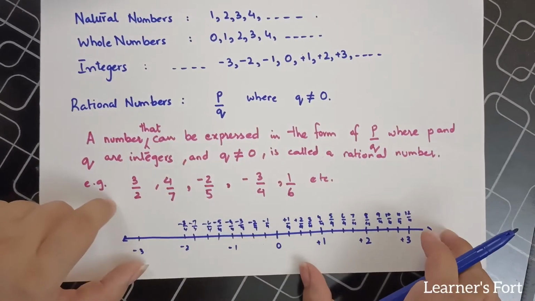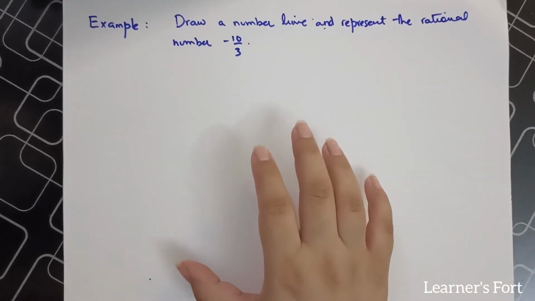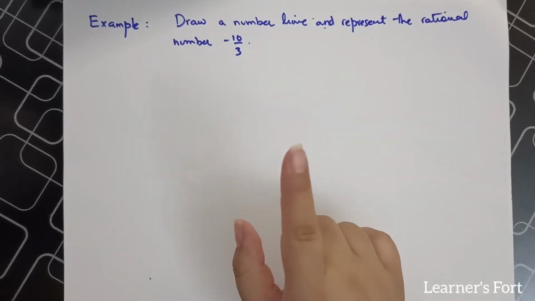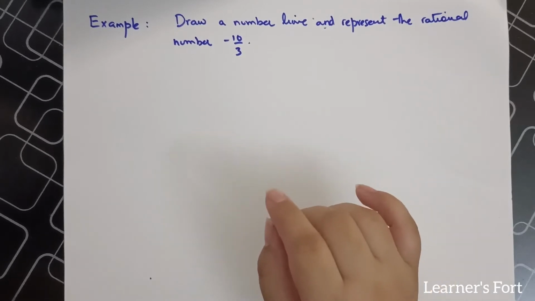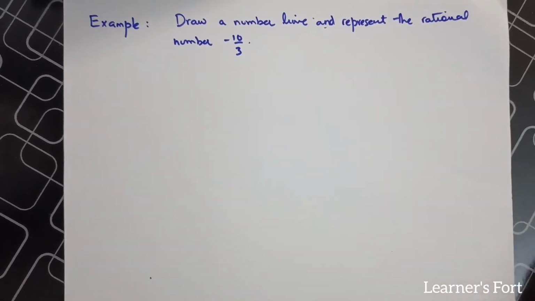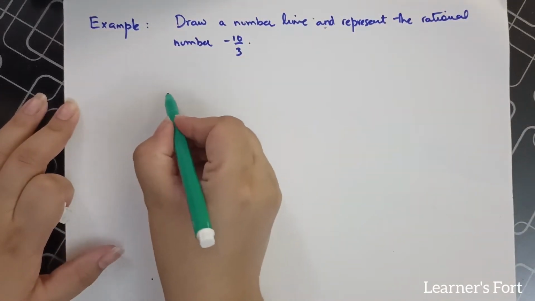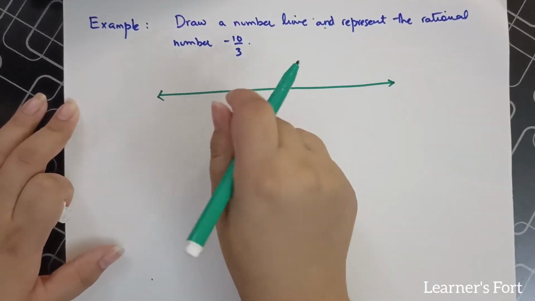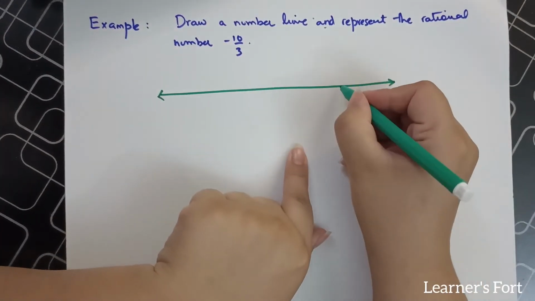Now let's have a look at this example. They say: draw a number line and represent the rational number minus 10 upon 3 on the number line. They have asked us to draw a number line and tell where minus 10 upon 3 lies. Since it's a minus, a negative number, we know that it is going to be on the left-hand side of 0.